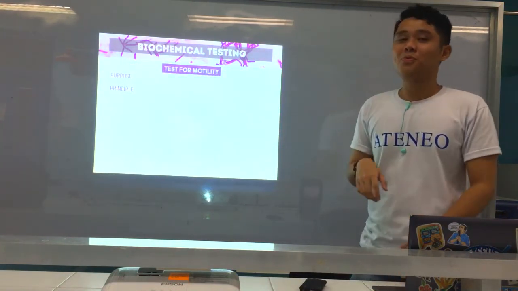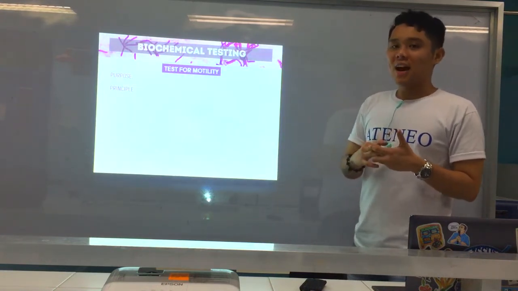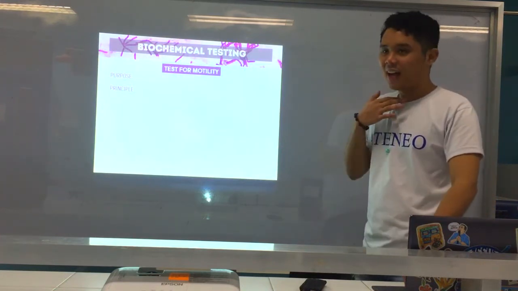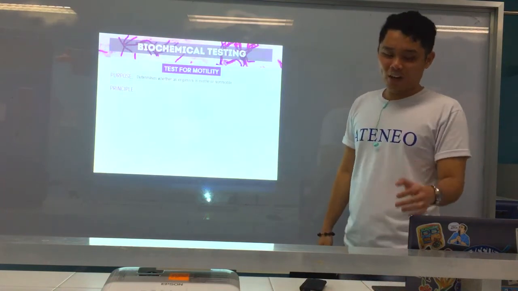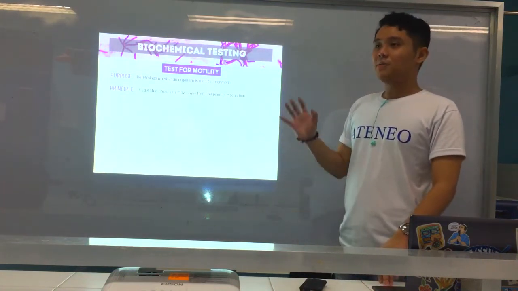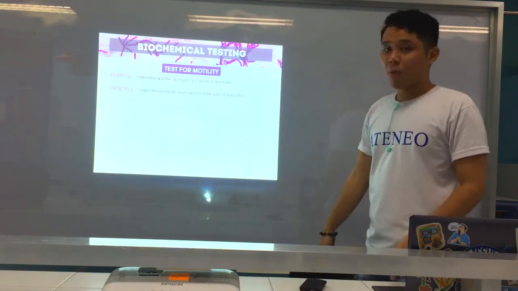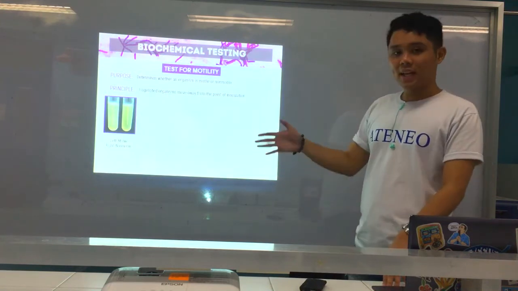Okay. Next is test for motility. Na-mention din sa Enterobacteriaceae, which is mas in-depth ang explanation dito. Alright. So again, it determines whether the organism is motile or non-motile. So ang principle is again, flagellated organisms, they move away from the stab line or from the point of inoculation. So here's an example, di ba? The left is motile, the right is non-motile.